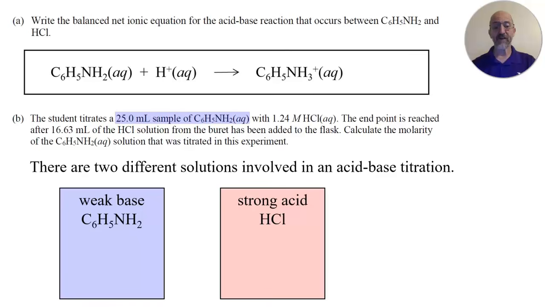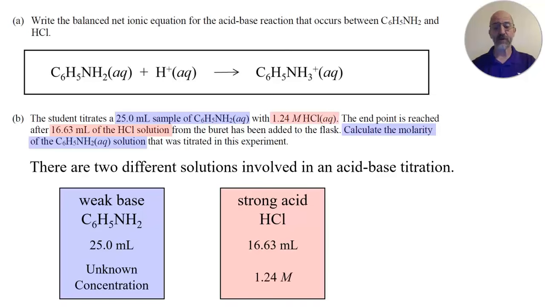So that 25 milliliters is the volume of the weak base. There was another volume, which was 16.63 milliliters, and that was the volume of the strong acid in the burette. Now, do we have two molarities? No, we don't, because one of them is unknown. In fact, that's what we're trying to find: the molarity of the aniline. Well, we don't know what that is yet. The molarity of the acid in the burette is 1.24 molar.